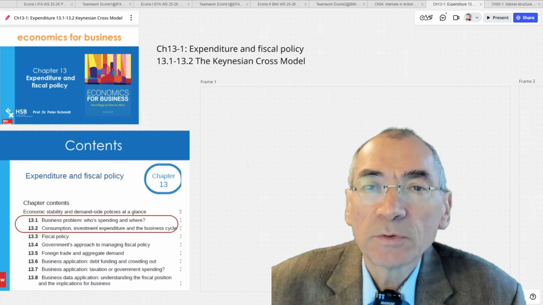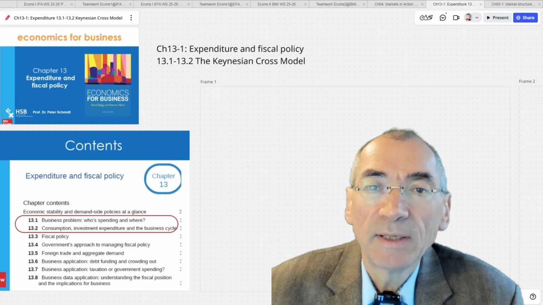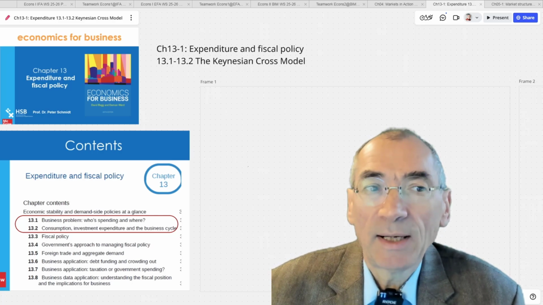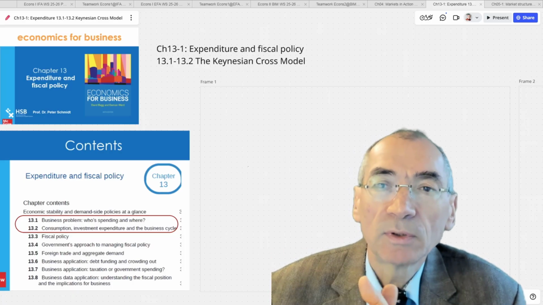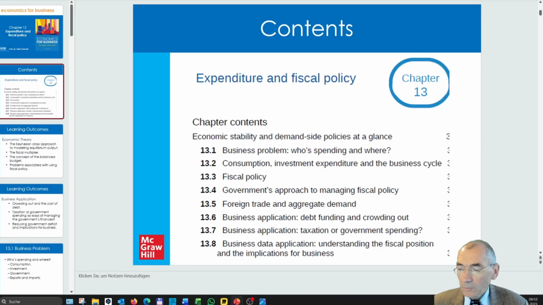It has two parts. In this first part, we look at the theory of, at the end, the Keynesian theory, the Keynesian cross, thinking about how we as consumers, or how consumption on a national level influences the development. Our chapter 13 is divided into these 8 sections, where, as you know, typically the first sections are the bigger ones, the most important. This first video is about the first two, 13.1 and 13.2. Especially 13.2, consumption, investment, expenditure, and the business cycle. And that's the basis of the Keynesian theory that we are going to talk about.